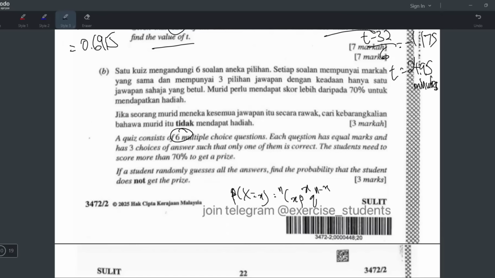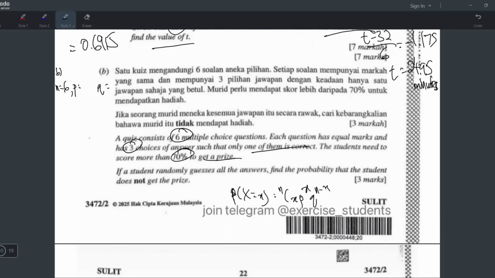So consists of 6 multiple choice questions. Each question has equal marks, has 3 choice of answers so that one of them is correct. So you can see the N is 6 lah. Yeah, so for B, the N is 6. And then 3 choice, only one of them is correct. The student need to score more than 70% to get a prize. If a student randomly guess all the answer, find probability that the student does not get the prize. Okay, so what is the probability of success? What is the probability of failure?